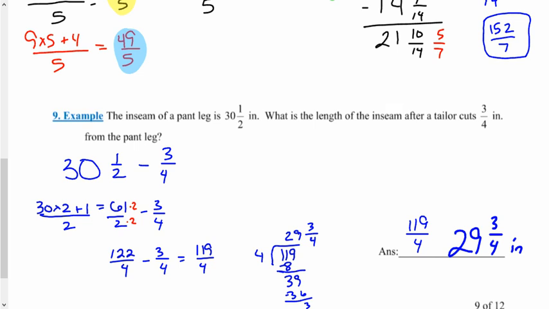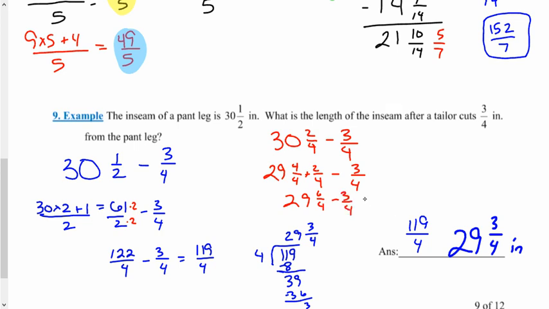Now, this is a case, though, where, honestly, I would just subtract the 3/4 off from this, right? Because 30 and 1/2, that's the same thing as 30 and 2/4 minus 3/4. And so I can say that's 29 and 6/4 minus 3/4, and then that's how we get this, 29 and 3/4. I think that's a little easier.